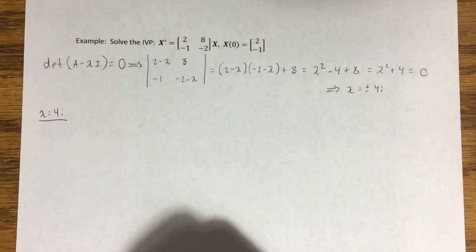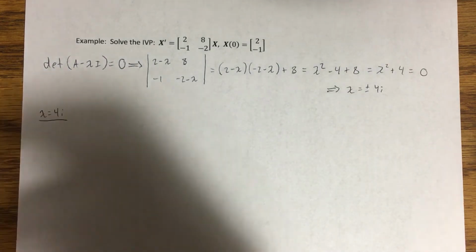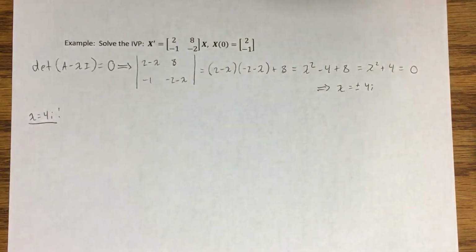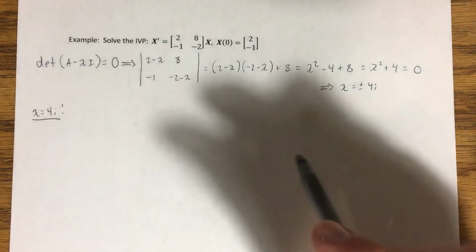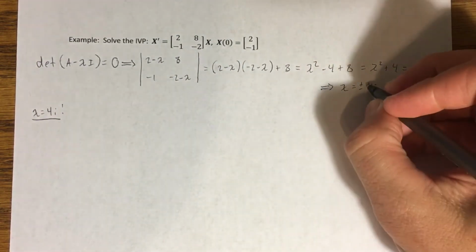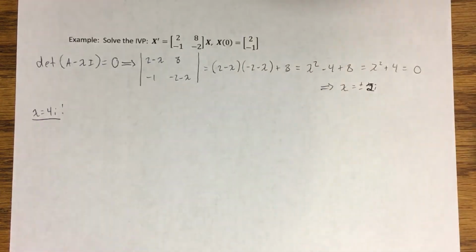What does the system of equations associated with this look like? I'm actually not going to use my augmented matrix notation this time. I need to fix something. Not 4i, it would be 2i, wouldn't it? Glad I caught that.